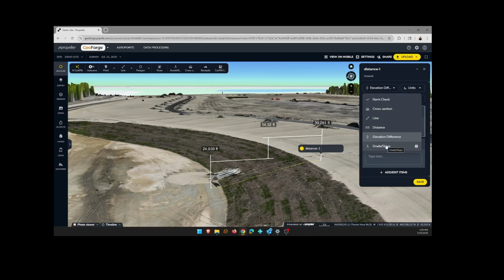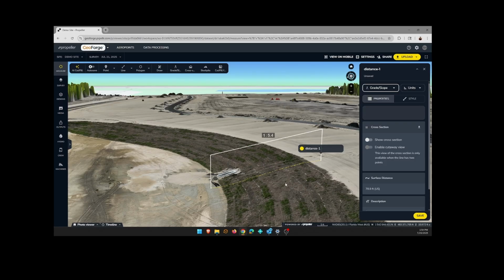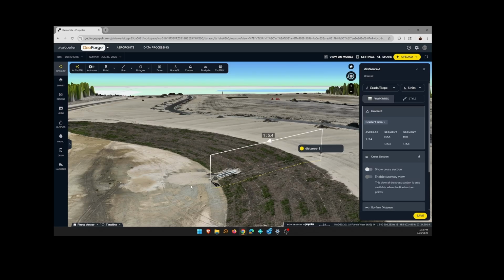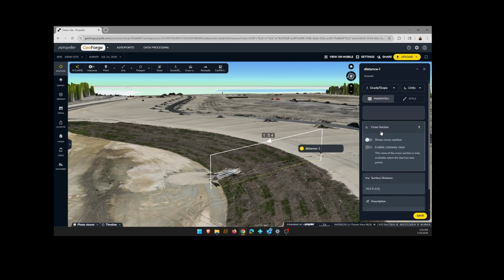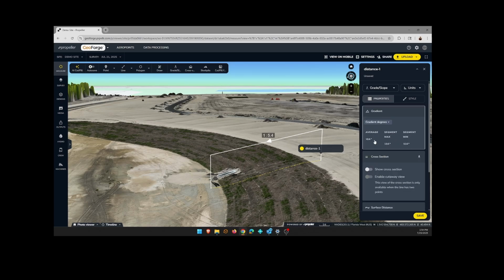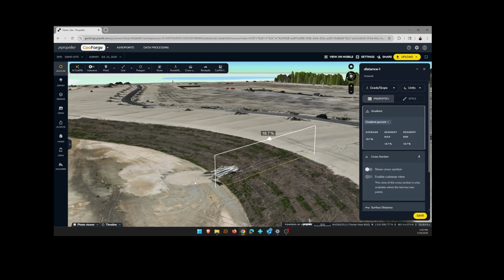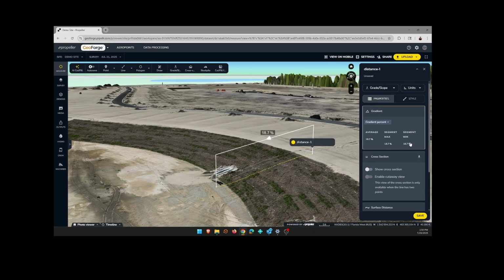And then finally, we can do a grade and slope. We can see that this is a 1 to 5.4 gradient ratio. We can show it in degrees: it is a 10.6 degree slope on average. Or we can show it as a percent, and it's an 18.7% grade. That is the max and the average for that segment. There's only one segment, so if we had a moving road or a hill or a path, we would have multiple segments and a little bit different analysis on that.